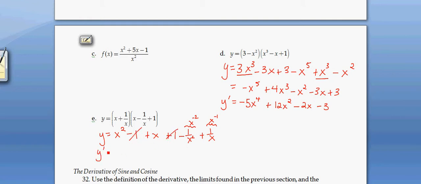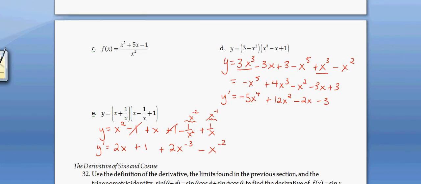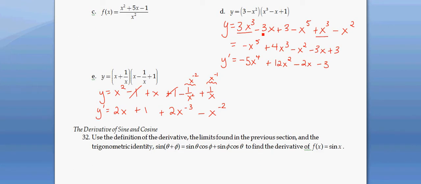Okay, so when we go to take the derivative, we get 2x. That's gone. Then we have plus 1, which is the derivative of x. Now when I use the power rule on here, the negative comes down, so I get plus 2x to the negative 3 and minus x to the negative 2. And so that's our derivative. So again, the point with those was that we could take derivatives of things that look more complicated, like products here or quotients, and we can still find the derivative.